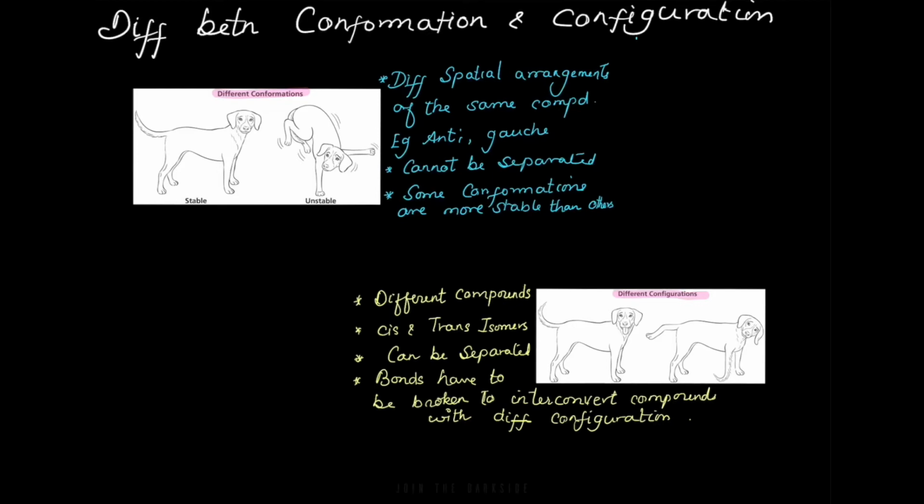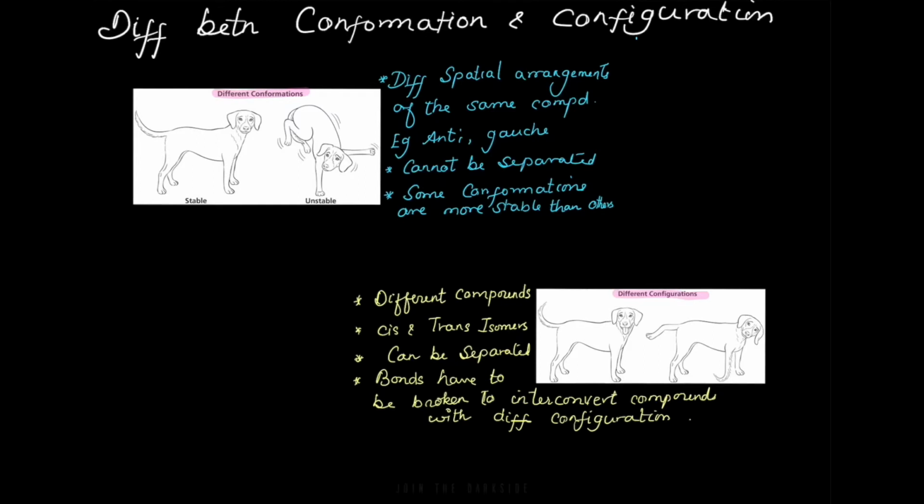Okay, now if you really want to understand the difference between conformation and configuration, here are two pictures that are going to explain it all. First, conformations or conformers are actually the same compound, which is going to have different orientations in space, arranged differently in space. For example, you can switch between the anti-conformation and the gauche conformation just by rotating the carbon-carbon single bond.